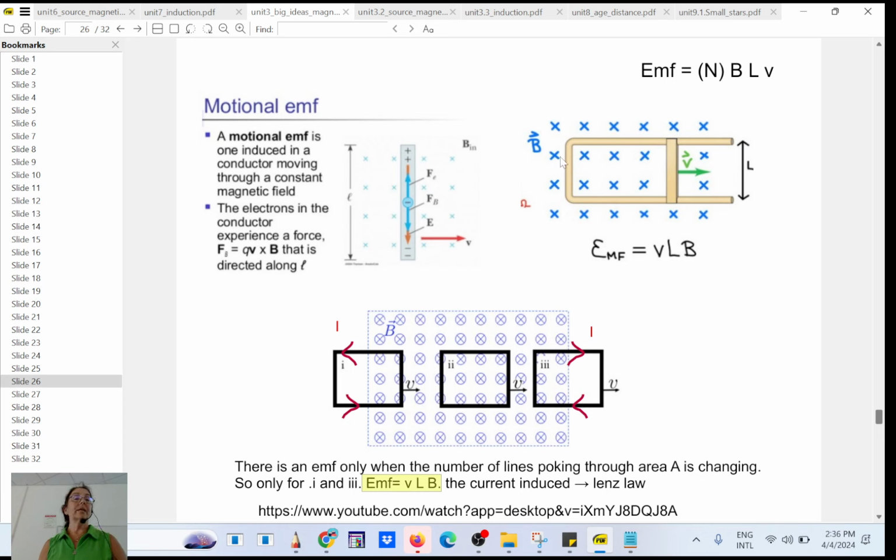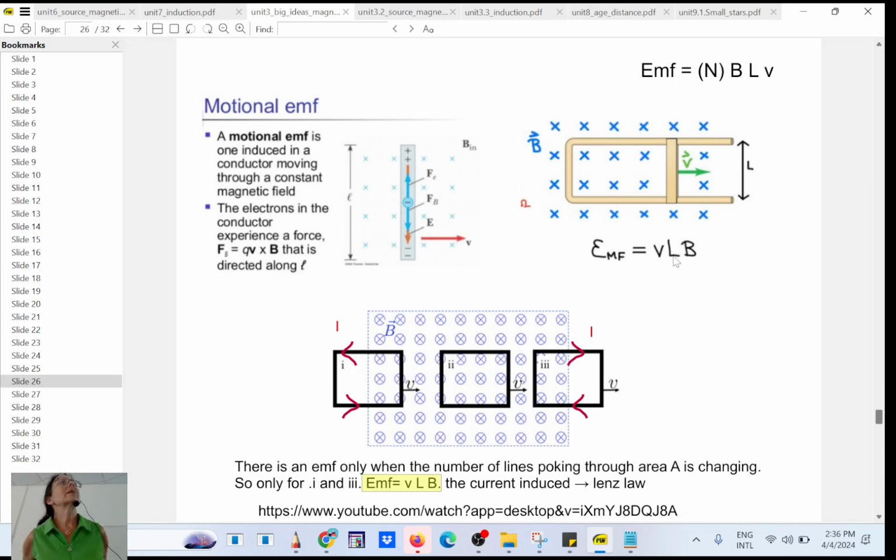So you have a rail, and here you have a bar. You are pulling the bar. So the number of lines poking through this membrane is going to increase. You're going to induce a current. You're going to induce a voltage. And that will be the equation. The equation will be the same.